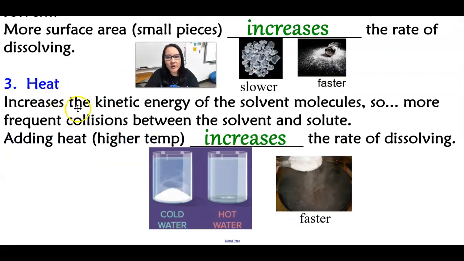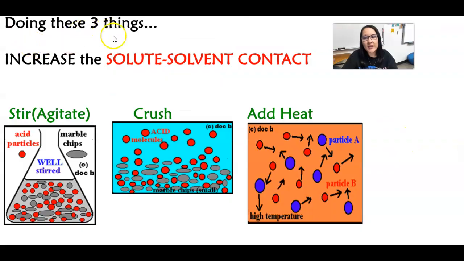And then heat increases the kinetic energy of the solvent molecules, so more frequent collisions between the solvent and solute, the faster it'll dissolve. So adding heat or a higher temperature increases the rate of dissolving. Doing these 3 things will increase the solute solvent contact with each other, which would make things dissolve faster. Stirring it or agitating it, crushing the particles, increasing their surface area and exposing them to the solvent, and adding heat so the particles collide with each other faster, causing them to dissolve faster.